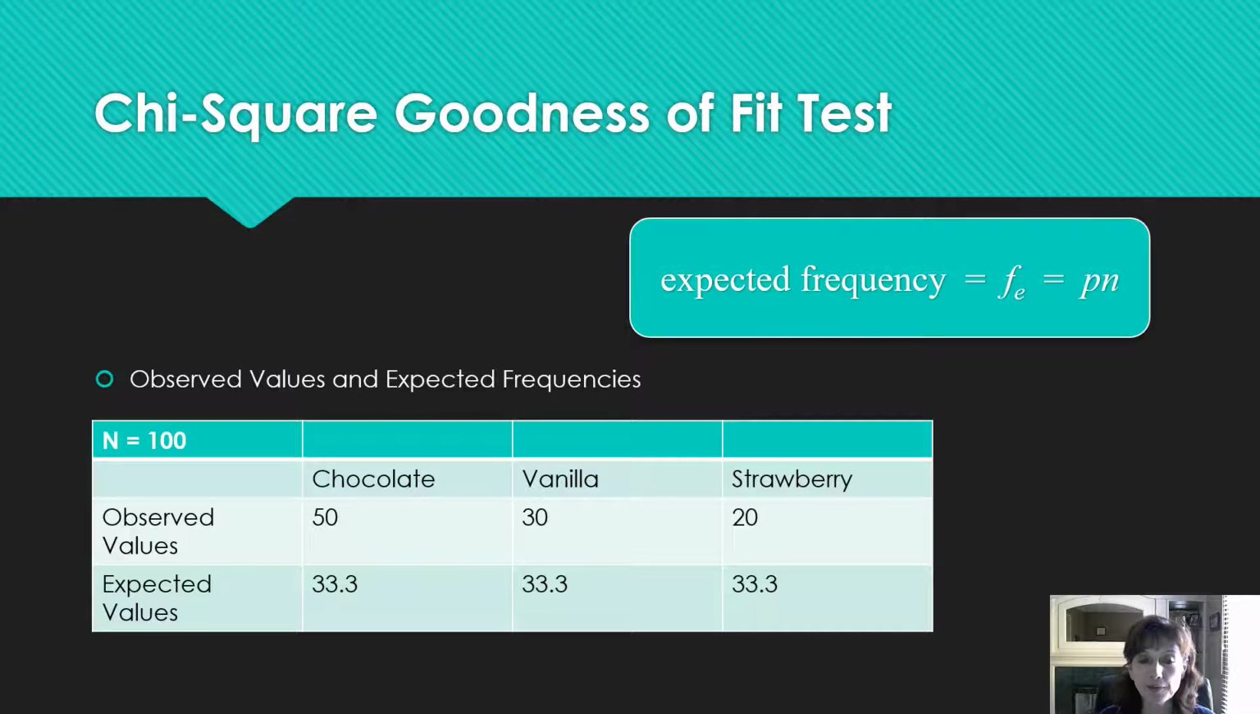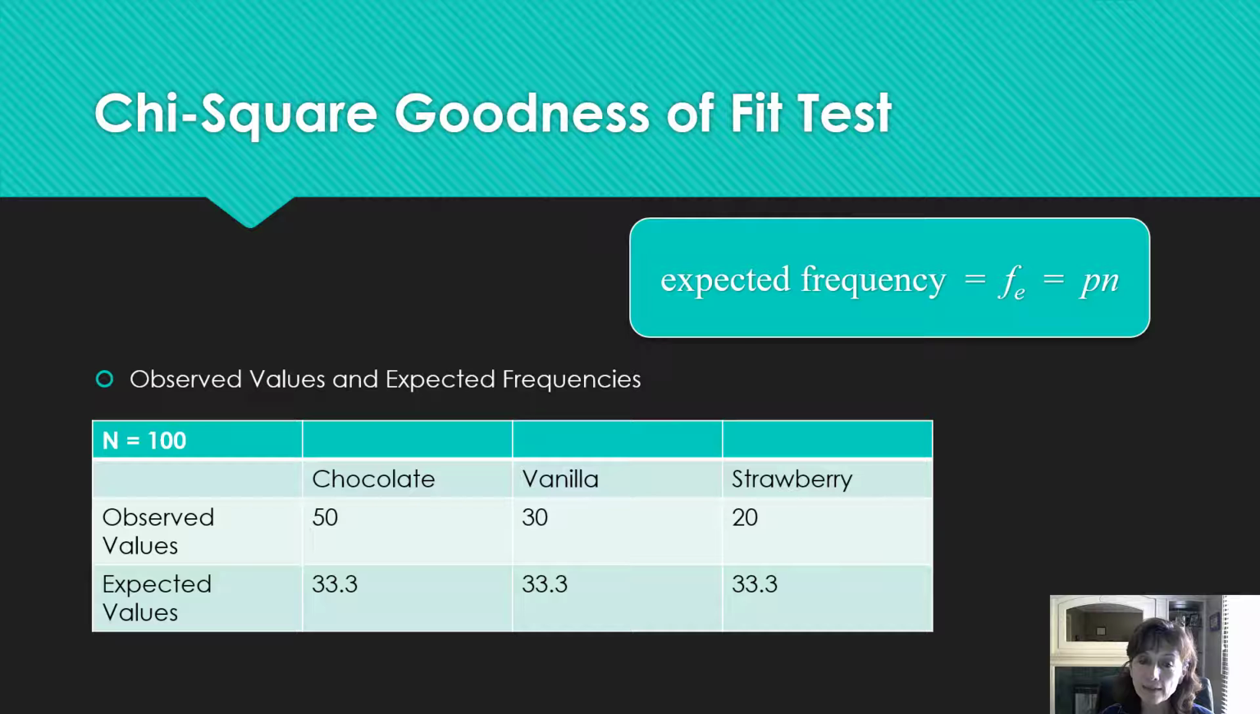So my observed values, or observed frequencies, are what people told me when I polled them and asked, what's your favorite flavor of ice cream, chocolate, vanilla, or strawberry? 50 said chocolate, 30 said vanilla, 20 said strawberry. So these are frequencies or counts. Remember my null hypothesis. My null hypothesis is stating that we expect there to be no difference in these categories. We expect equal frequencies across these categories.